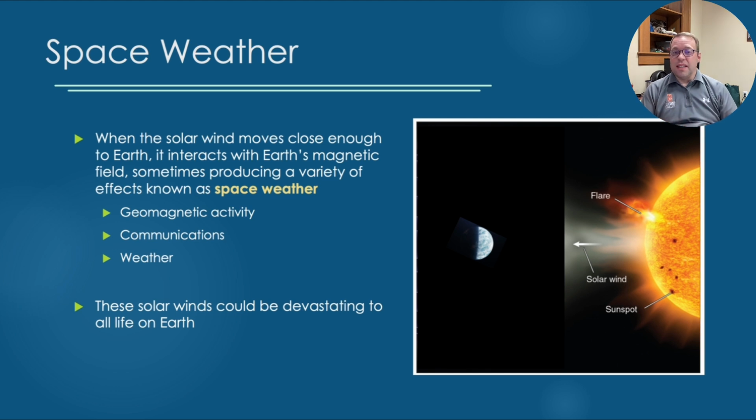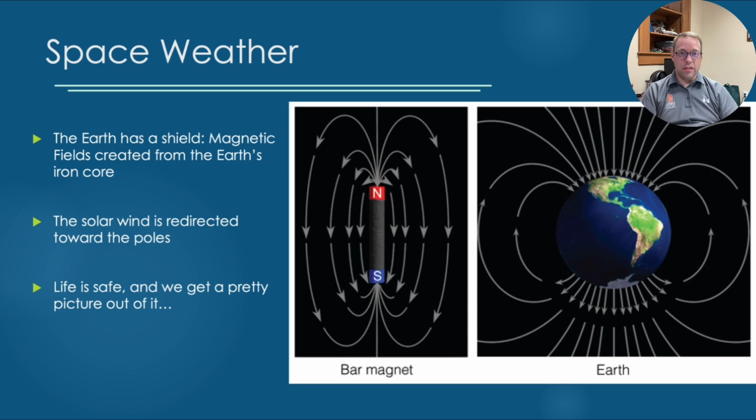So what protects us from these? On minor storms, we'd have all these problems with communications, weather, and so on. Major events, life would be devastated. So why aren't we? Why isn't the Earth completely lifeless because of these storms? Well, we have a shield, a magnetic field. Now, the way that this works is if you have highly charged particles that hit a magnetic field, then these charged particles start to spiral around the magnetic field lines and move toward the pole.